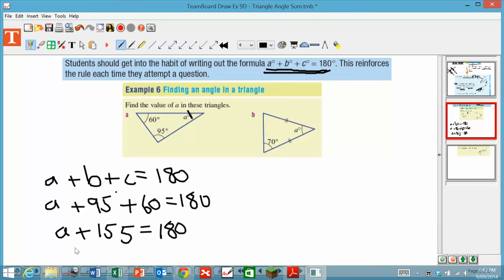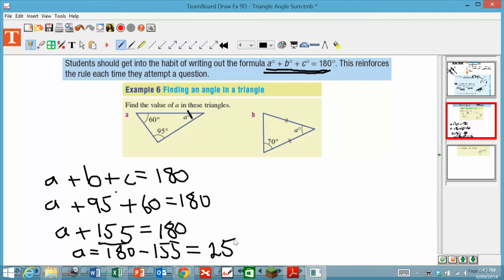Okay, so now to find angle A, I'm going to subtract 155 from 180, because I've already got 155 degrees here of my 180, so I just need to find what is left over. So if I say A equals 180 minus 155, that gives me an answer of 25 degrees.